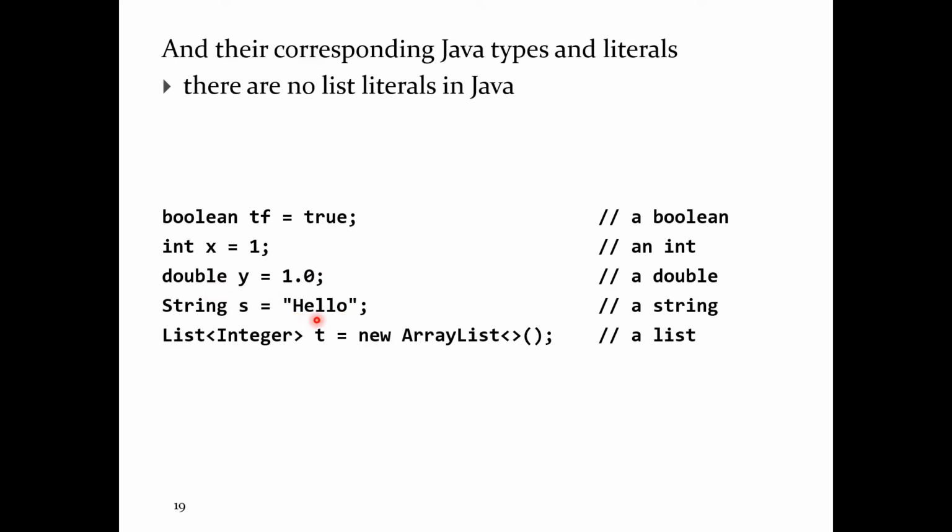Anything inside double quotes is a capital S String literal. And there is no list literal in Java, right? So there's no way to write down a list and its contents in a simple way in Java.